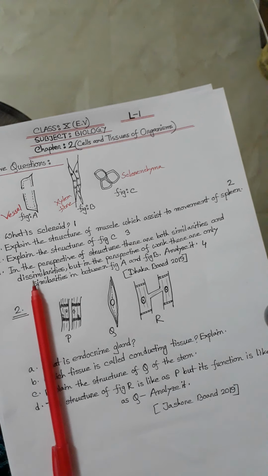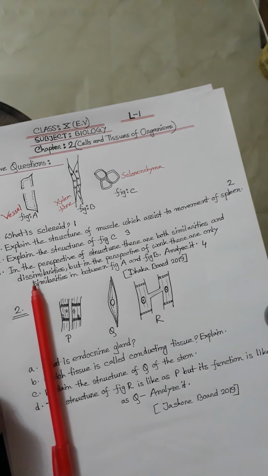Then number D: in the perspective of structure, there are both similarities and dissimilarities, but in the perspective of work, there are only similarities between A and B, because they are parts of the same tissue. Figure A, vessel, is a part of xylem tissue, and xylem fiber is also a part of xylem tissue.